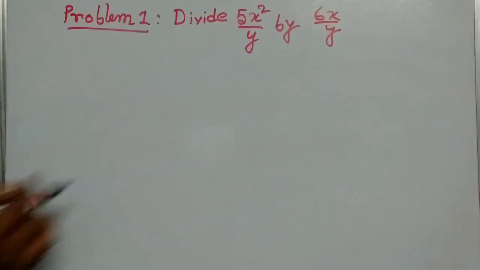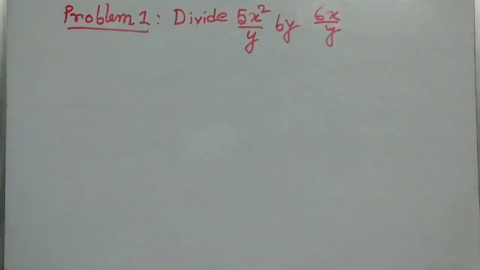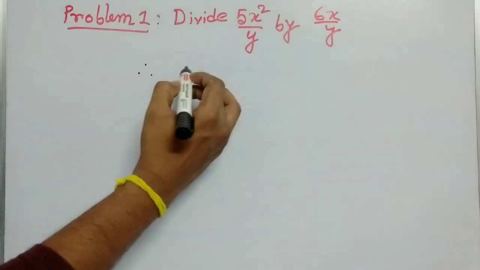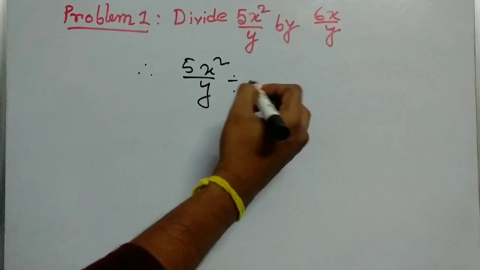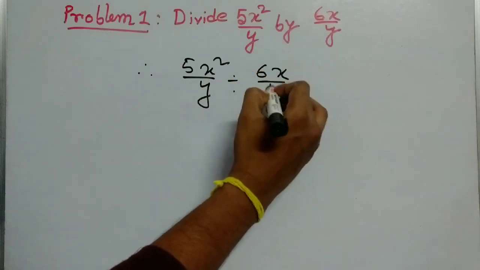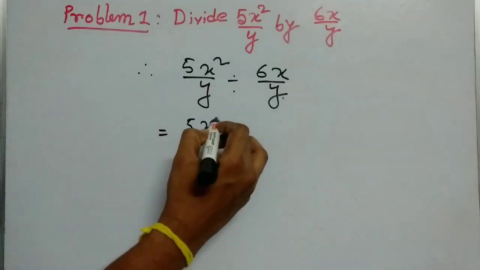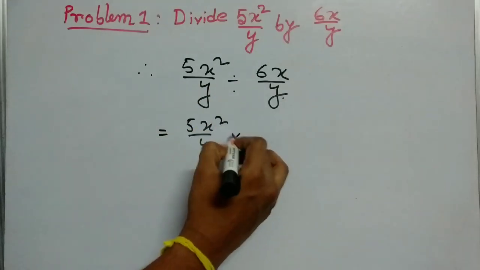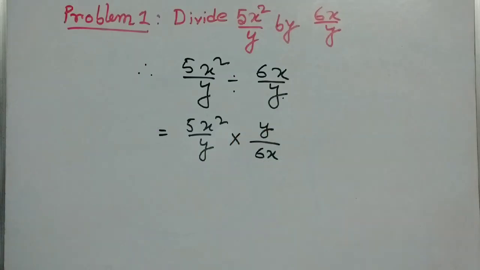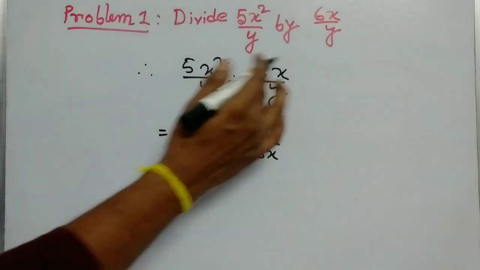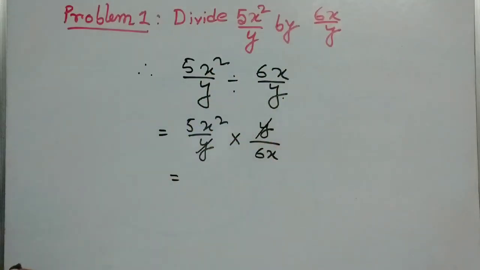Here, divide 5x square by y by 6x by y. So let us write it: 5x square by y divided by 6x by y. So we can write it in this way, 5x square by y into y by 6x. Just take the reciprocal of this one. So this y and this y will be cancelled.